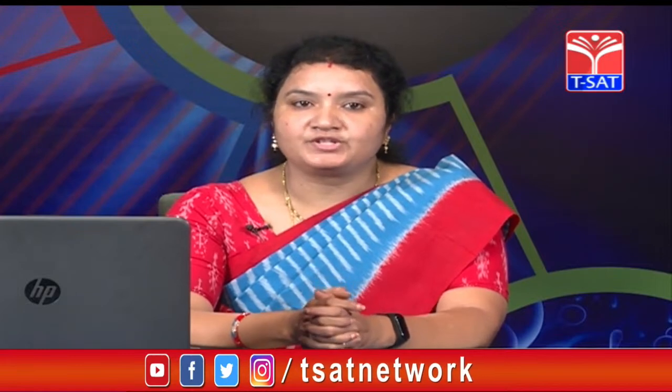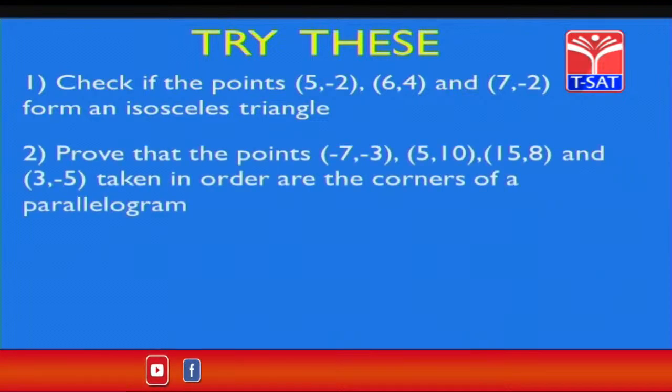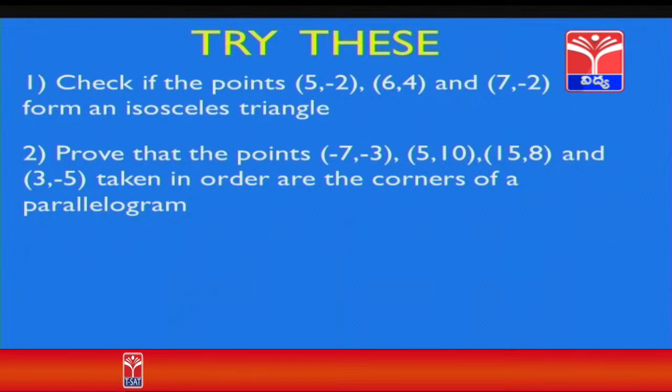That is all for today, children. You can try your textbook problems based on the examples which we have learnt today. There are a few set of questions which you can try. Check if the points (5, minus 2), (6, 4) and (7, minus 2) form an isosceles triangle. Prove that the points (minus 7, minus 3), (5, 10), (15, 8) and (3, minus 5) taken in order are the corners of a parallelogram.